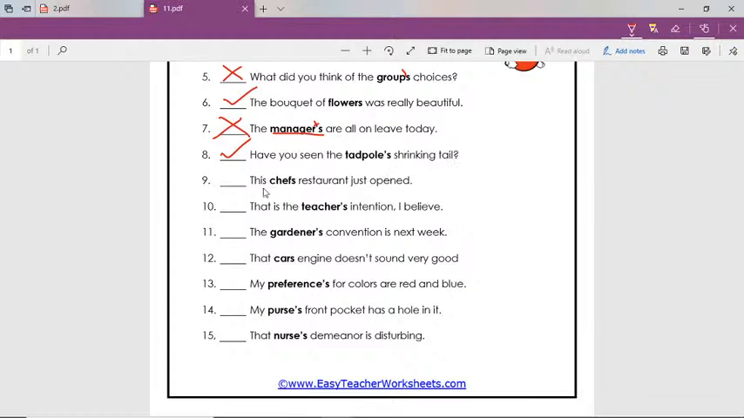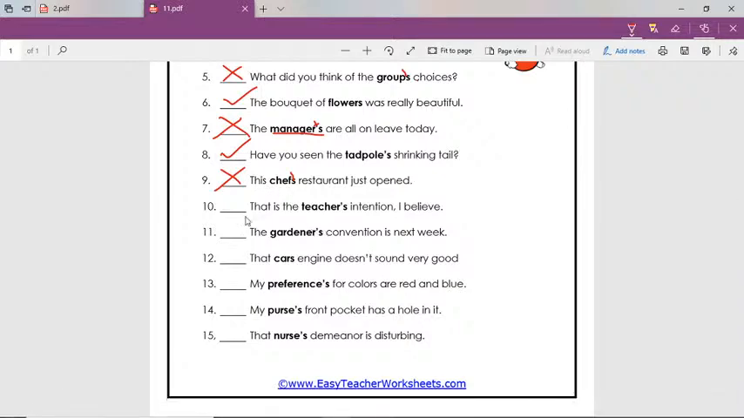Question 9. This chef's restaurant just opened. That's actually wrong, because remember you've got the noun straight after the bold word, so that implies that the bold word takes possession of this. So it should be the chef apostrophe S restaurant just opened. The restaurant belongs to the chef.